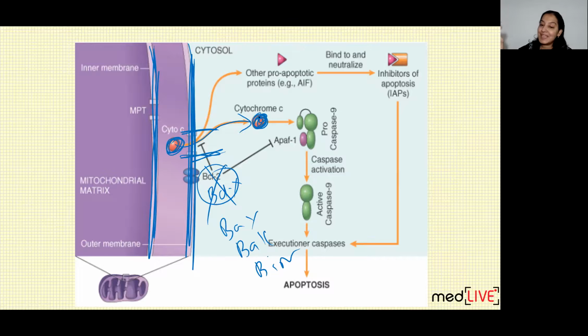Once cytochrome C comes outside, in the cytoplasm there is a pair. What is that pair? Procaspase 9 in green color and APAF1 in purple color. This APAF1 keeps procaspase 9 in inactive form. So cytochrome C separates APAF1 from procaspase 9. Once it is separated, procaspase 9 gets converted into active caspase 9. So that is the initiation phase of the intrinsic pathway.